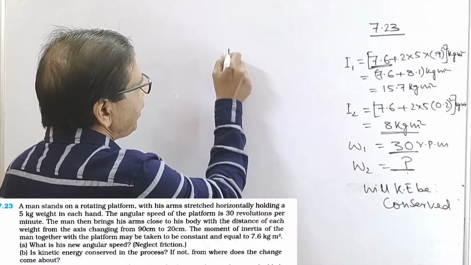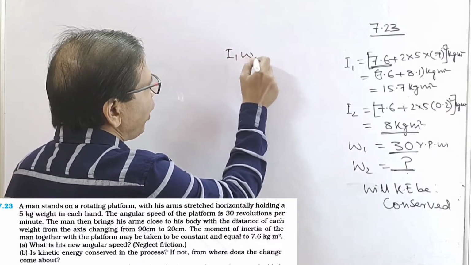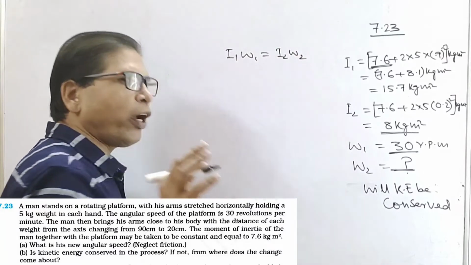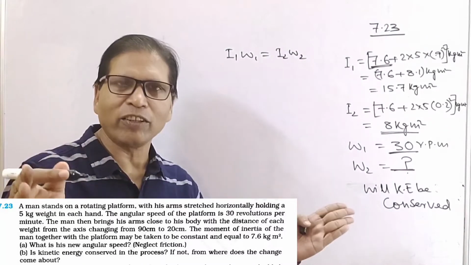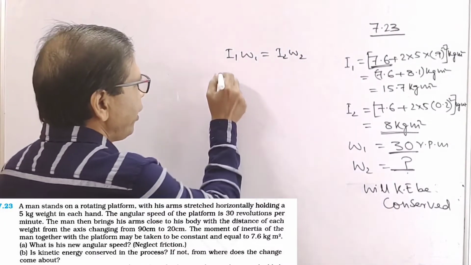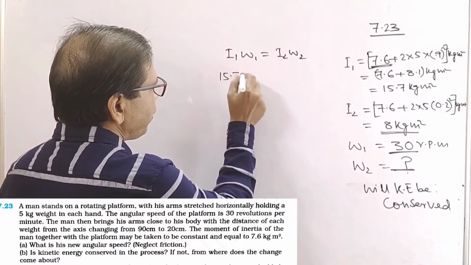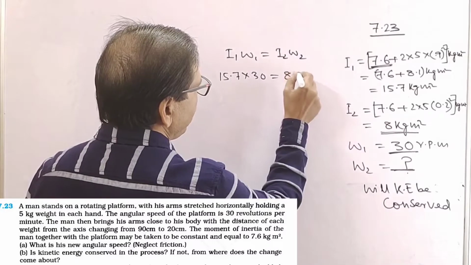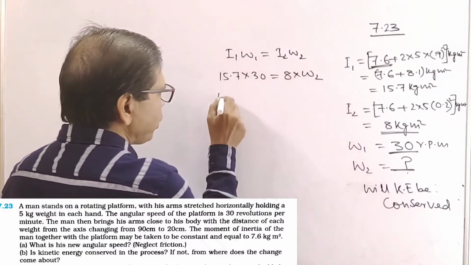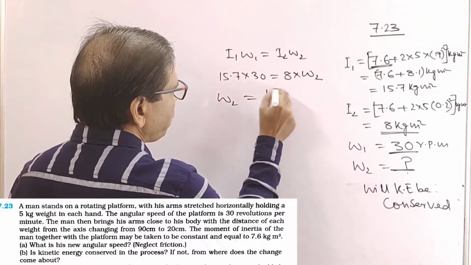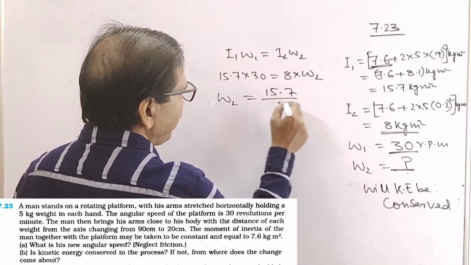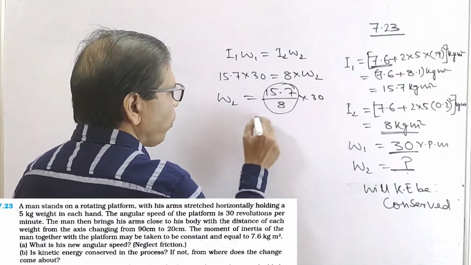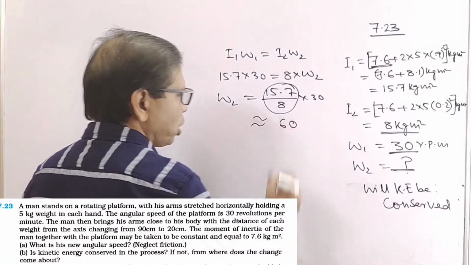Now here I1 omega 1 equals I2 omega 2, as there is no external torque acting on the system. So here 15.7 into 30 equals I2, which is 8, into omega 2. So omega 2 equals 15.7 by 8 into 30. This is almost 2, so the final velocity is almost 60.